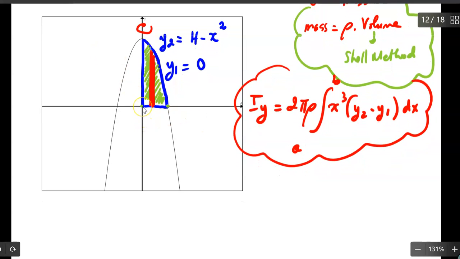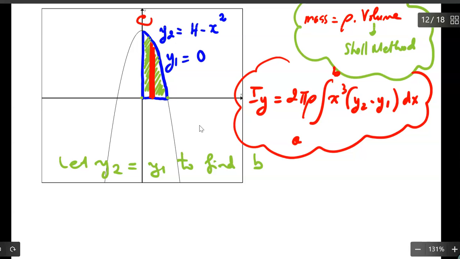So the a right here obviously is equal to 0, right? For the b, you need to find that. In order to find that, I'm going to let y2 equal y1 to find my upper limit, which is the b.